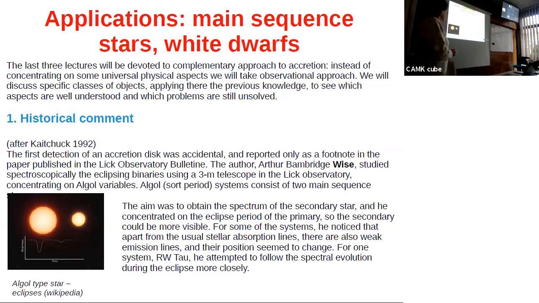And they show eclipses. One of the stars is brighter, so when you get spectra, and he was doing spectroscopy, you see mostly one of the stars. So he observed the spectra during the eclipse of the brighter star. So then he could see the fainter star. Here, this is a copy from Wikipedia. You see that if those two stars go around, then if the brighter star is hidden, the depth of the eclipse is deep, the secondary is less deep.